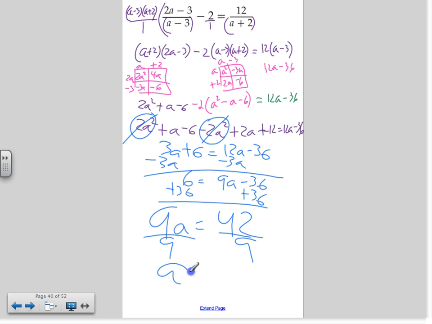And can we reduce 42 over 9? What can you divide both by? By 3. If you divide both by 3, what do you have? Well, at the bottom is 3 for sure. What about the top? 14? Right. Okay, there you have it.